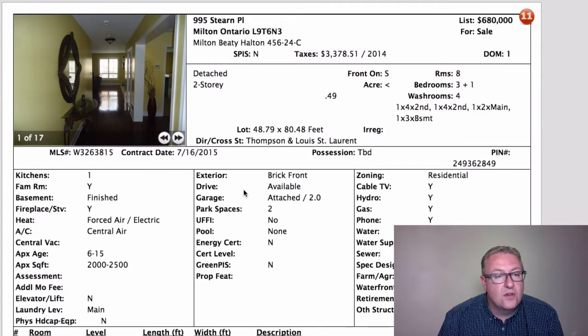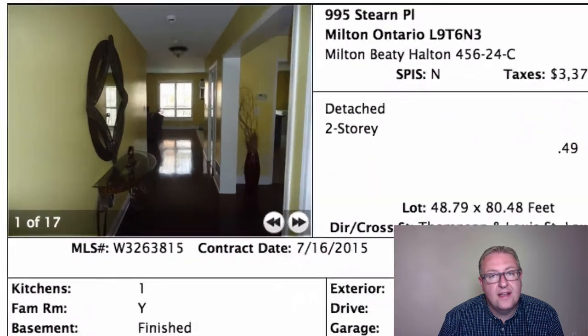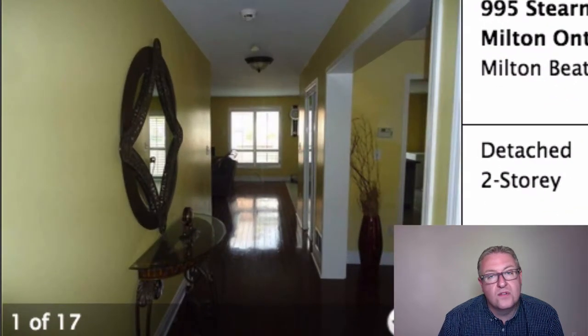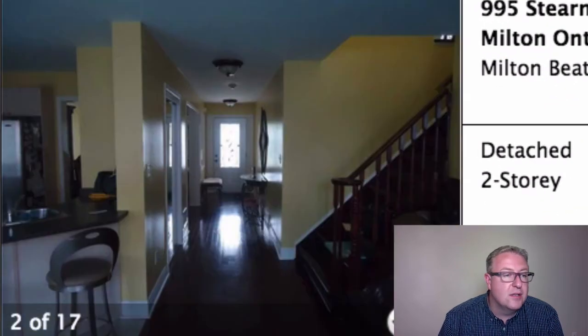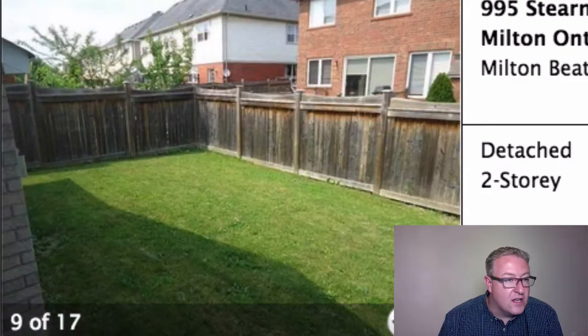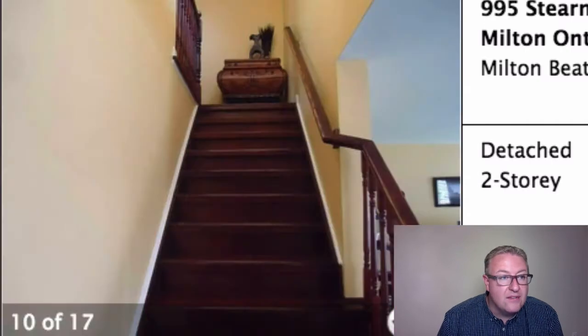Okay, so we've got Stern Place, $680,000. It's a Carrington model, so it's just over 2,000 square feet, built by Mattamy. And I'm not a big fan of the photos, but we'll try and look past the photos. And so 3 bedrooms here, double car garage, which is not even shown, I believe, in the pictures. There's no outside shot of this home.